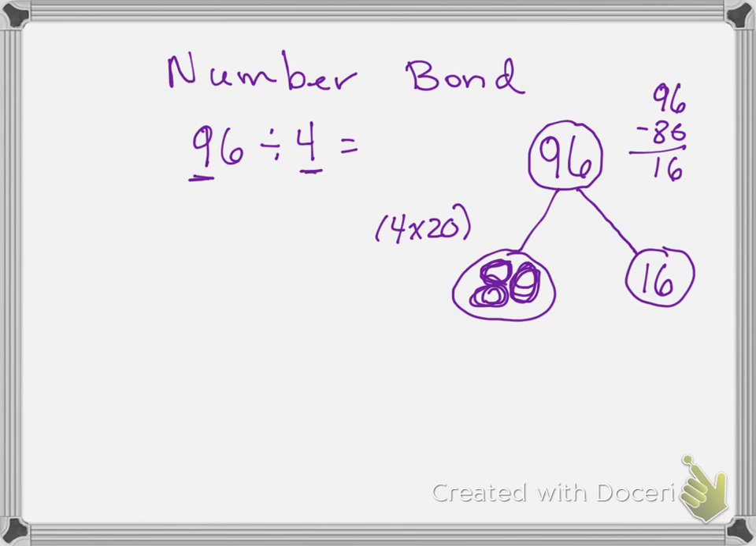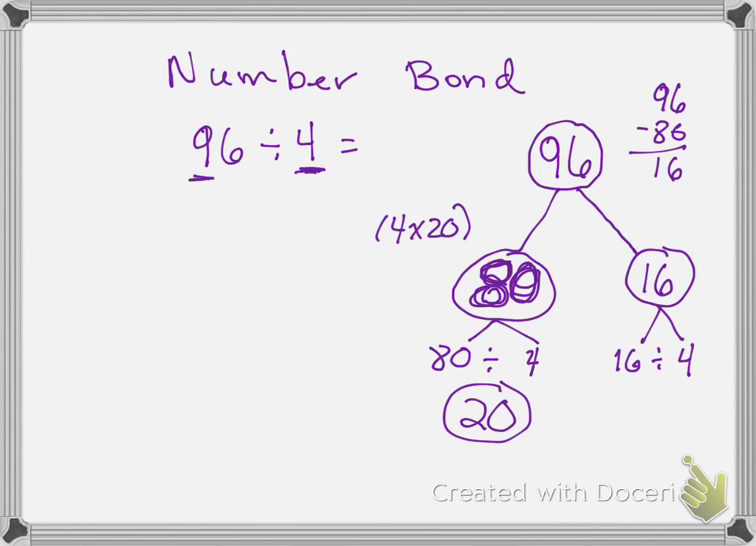Okay, so let's continue our number bond. Let's break down this 80. All right, so if we did 80 divided by 4, we would get 20. And then down over here, 16 divided by 4 would give us 4.